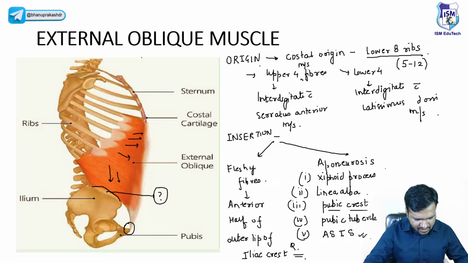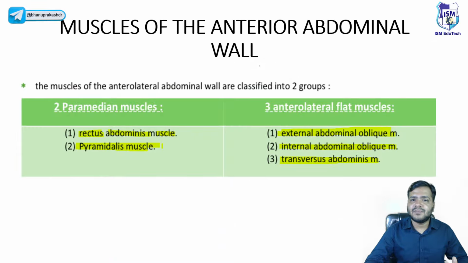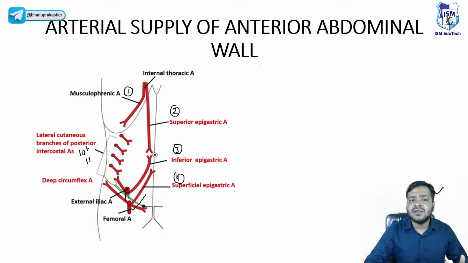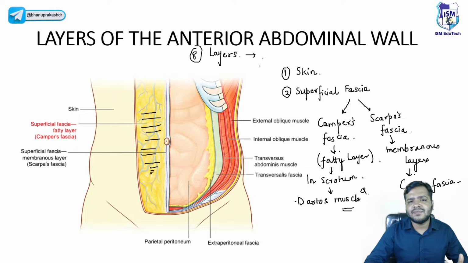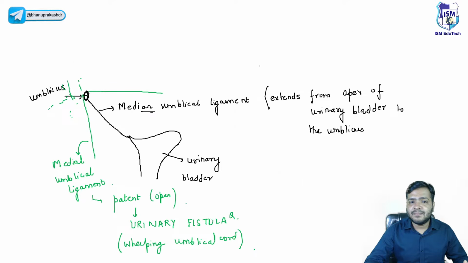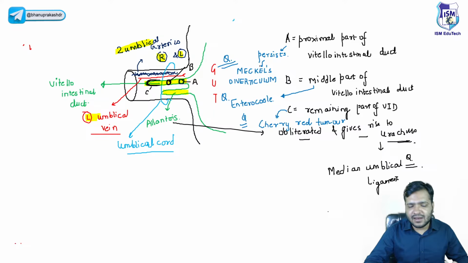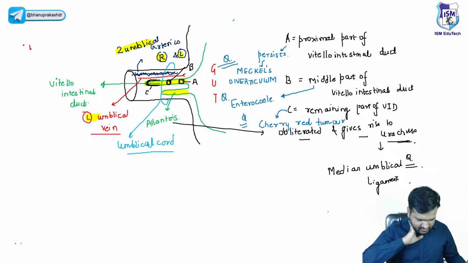I have discussed a lot of topics today, right? We have discussed the muscles. The muscles we have already started: the nerve supply, the lymphatic drainage, the venous drainage, the arterial supply with all diagrams, with the layers, with the ligaments, with the Meckel's diverticulum, and a little bit of applied anatomy of umbilicus. Okay, so yes, flat insertion of muscles.